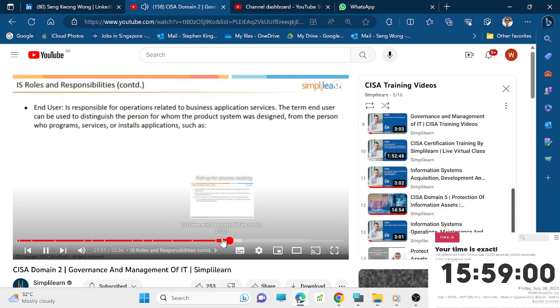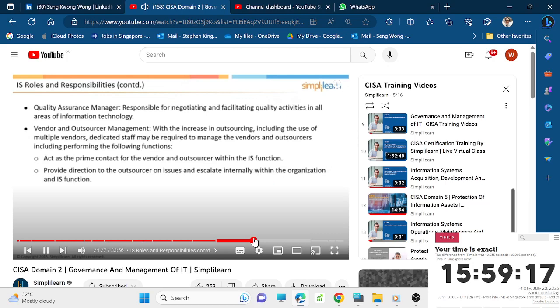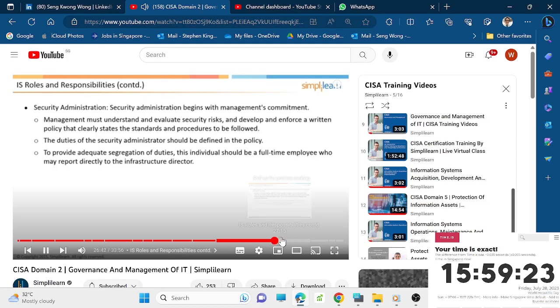The term end user can be used to distinguish the person for whom the product system to efficiently provide continuous IT services, whereas the CISO may be less interested in cost reduction if this impacts the quality of protection on issues and escalate internally within the organization and the enterprise's validation of duties.